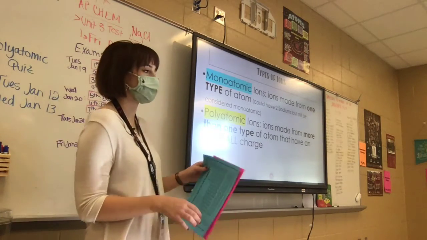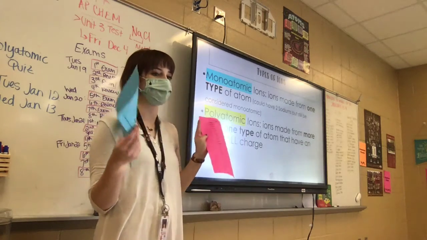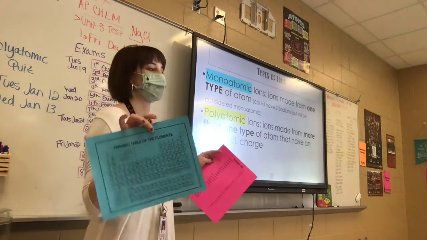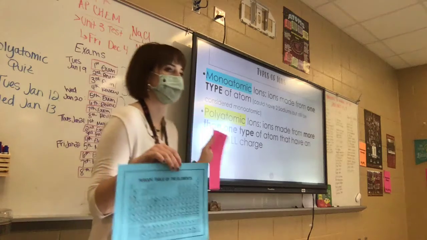Okay, so look under your desk and take out the blue and the pink sheet. The blue sheet is your periodic table. The pink sheet is polyatomic ions.